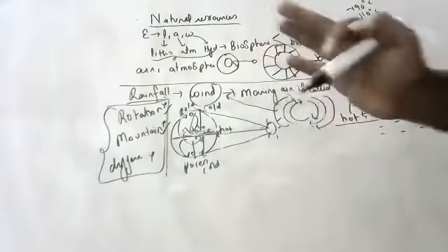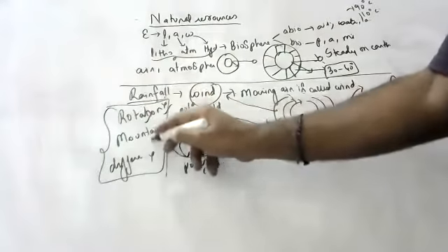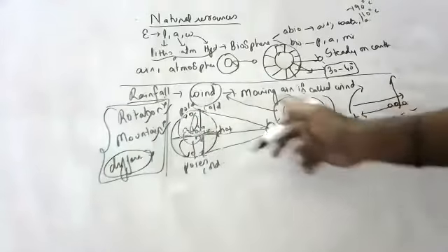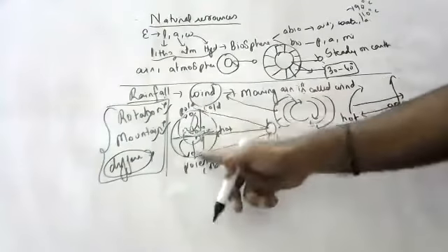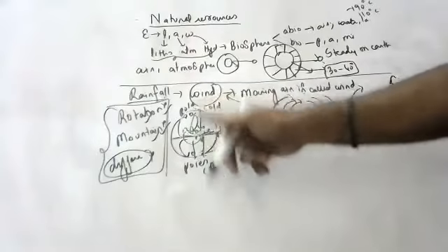Can anyone tell what are the three factors on which the movement of wind depends? Rotation, mountains, and difference in the heating on the earth. Difference of the heat of the sun on the earth.